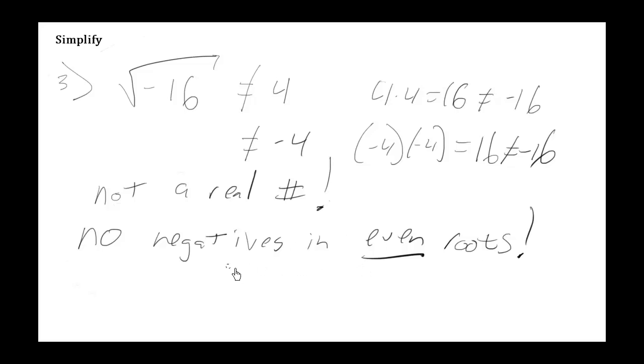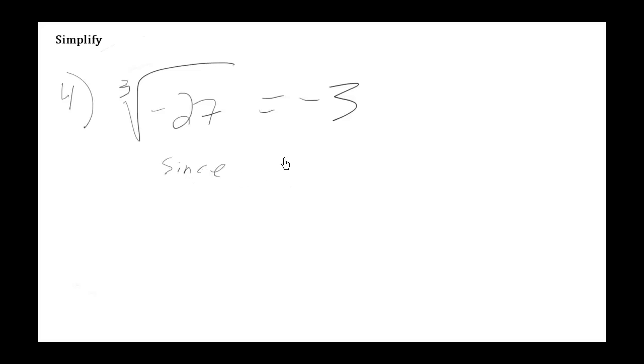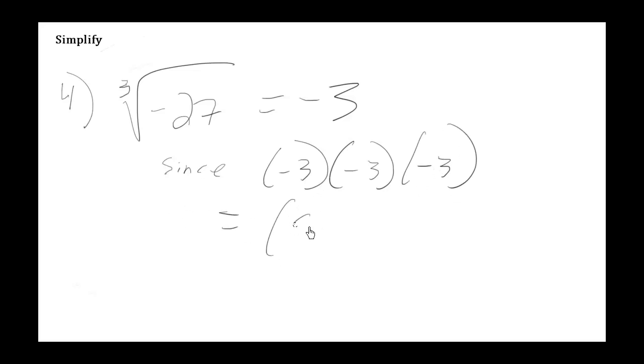So let's take a look. Okay, example 4. Let's say I have the cube root of minus 27. Well, that's going to be equal to minus 3, since if I take minus 3 times itself 3 times, this is going to give me 9 times the minus 3, which gives me minus 27. So in odd roots you can do it because you get that odd one that'll turn the whole thing negative. But evens you're in trouble, so no negatives in even roots. Okay, now back to the properties.